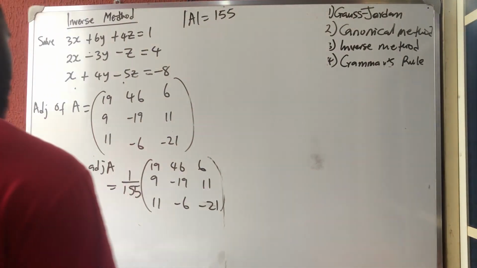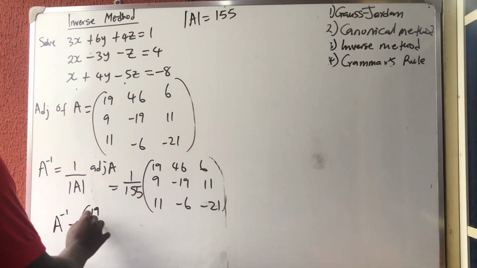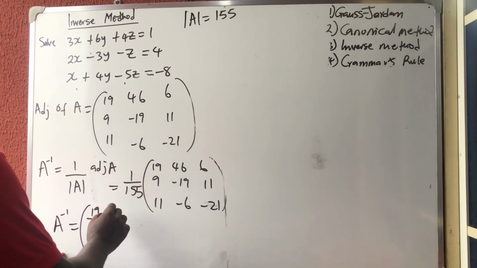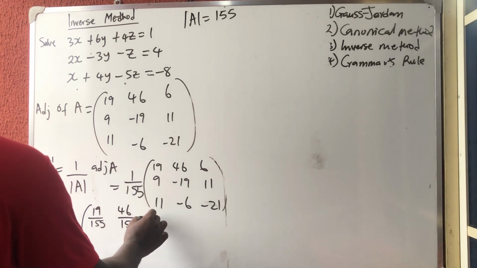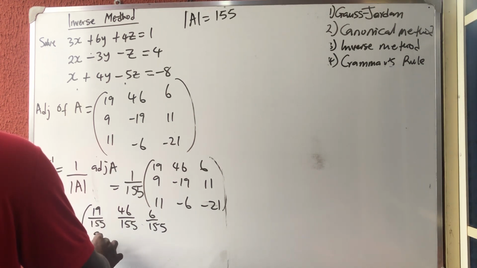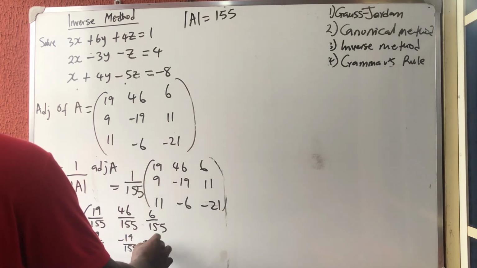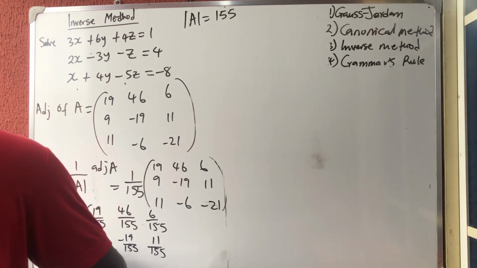If you multiply it out, you will now be having that A inverse is simply 19 over 155, 46 over 155, 6 over 155, 9 over 155, minus 19 over 155, 11 over 155, 11 again over 155, minus 6 over 155 and minus 21 over 155.